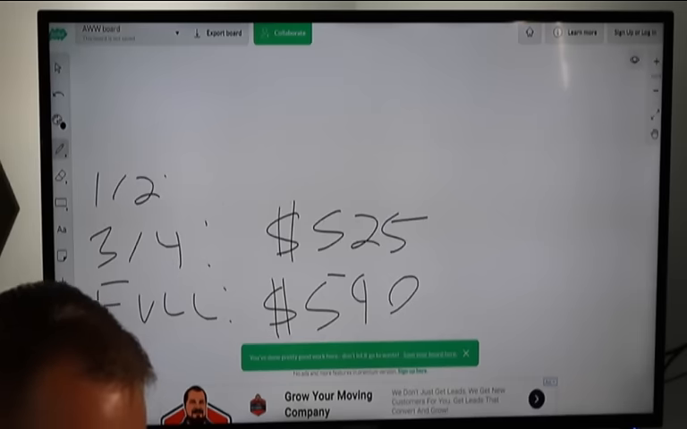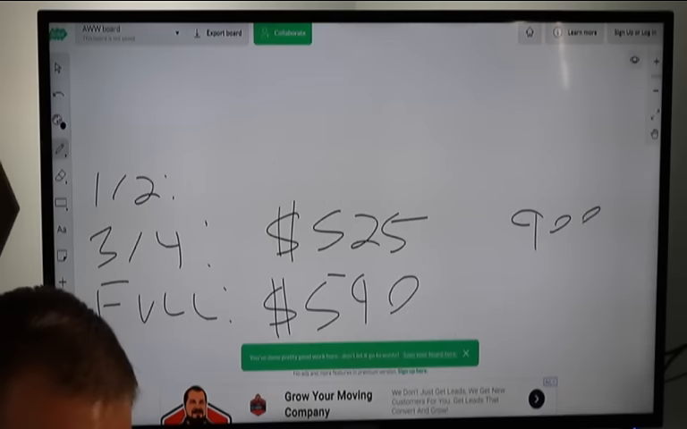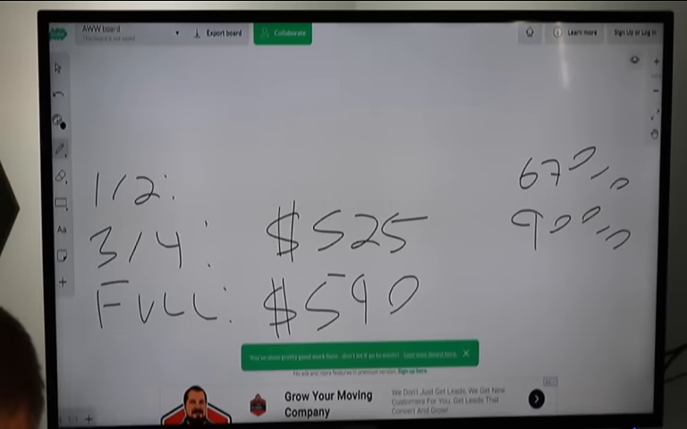Half load is going to be 67%. So we got 0.67 times the full load rate, 590. It's 395 on the half load. I'm going to back that down to about 375.